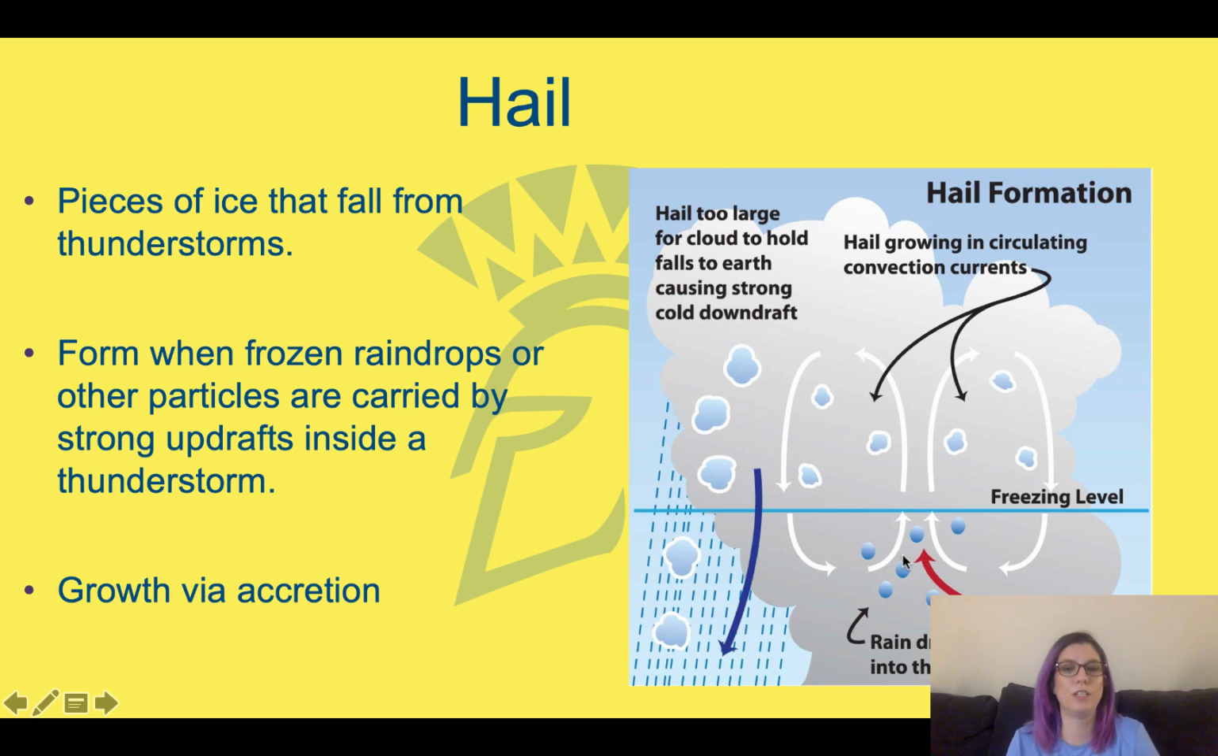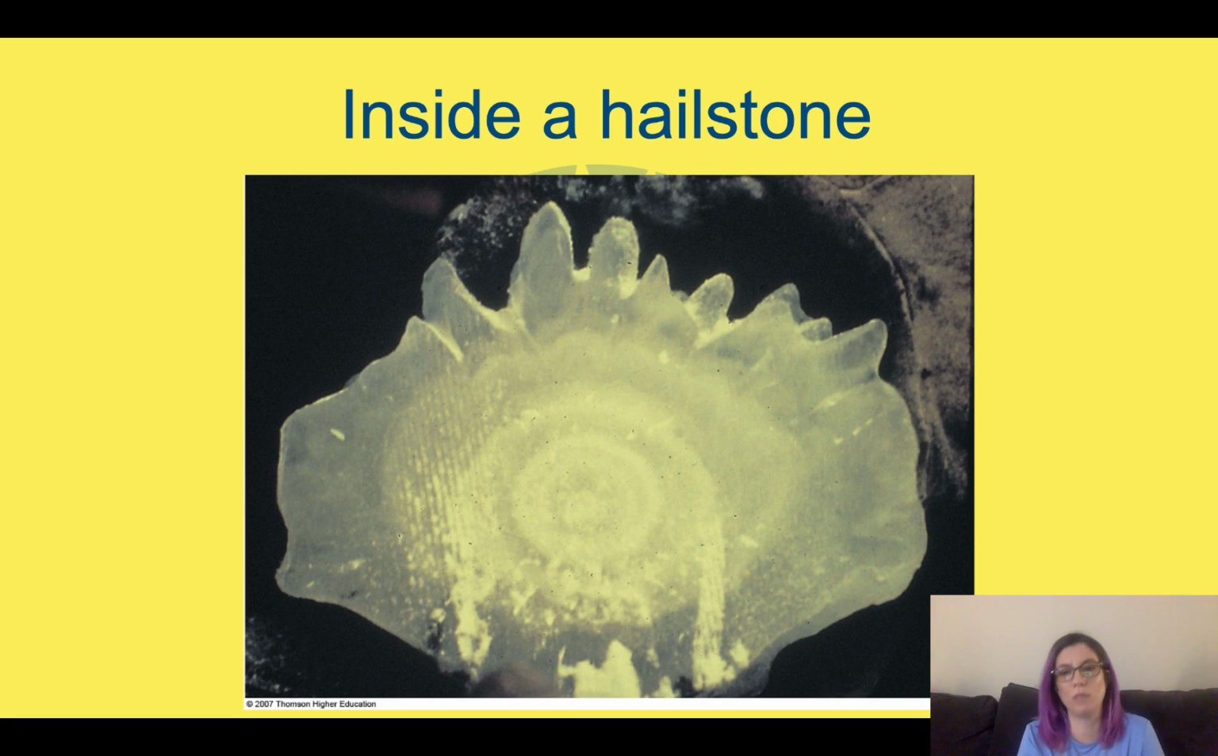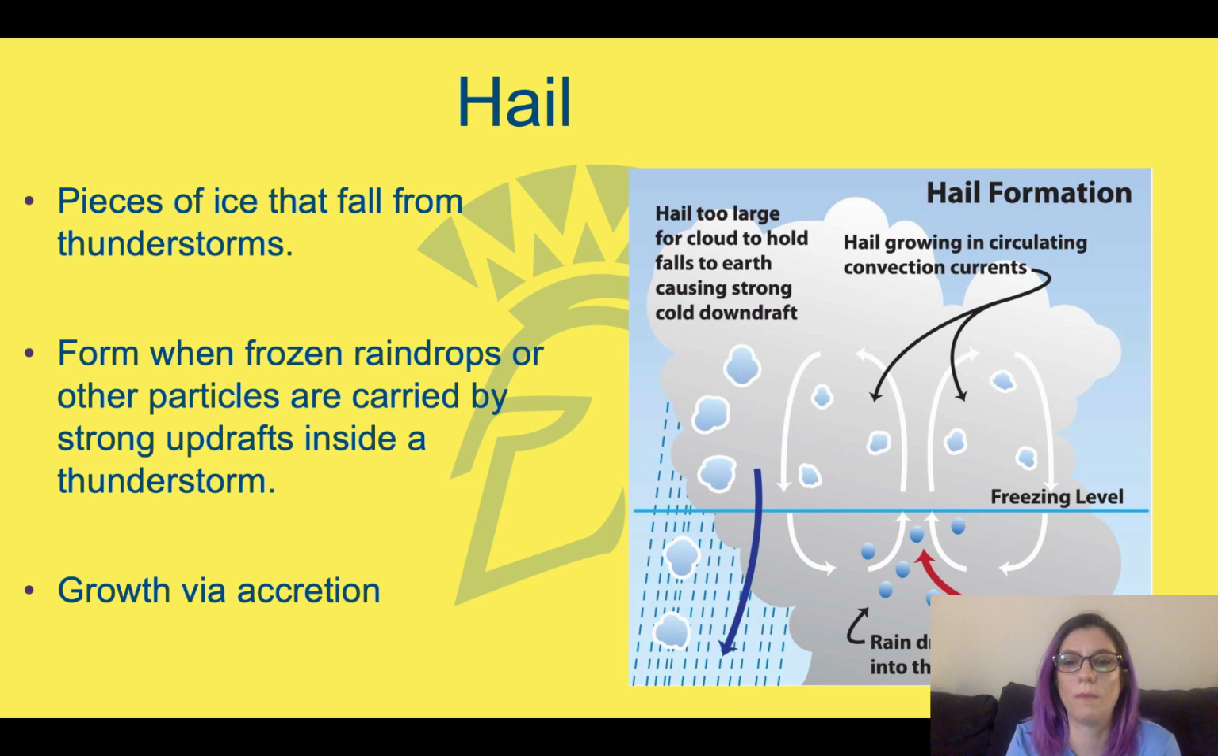When I've been chasing storms before, I've seen hail that's this big. I've literally got out of my car and picked one up, and they've been this big. Can you imagine the strength of an updraft to be able to support a piece of hail that's that big? They're pretty heavy. So there's a lot of force going on inside these cumulonimbus clouds. But that's how hail is formed.